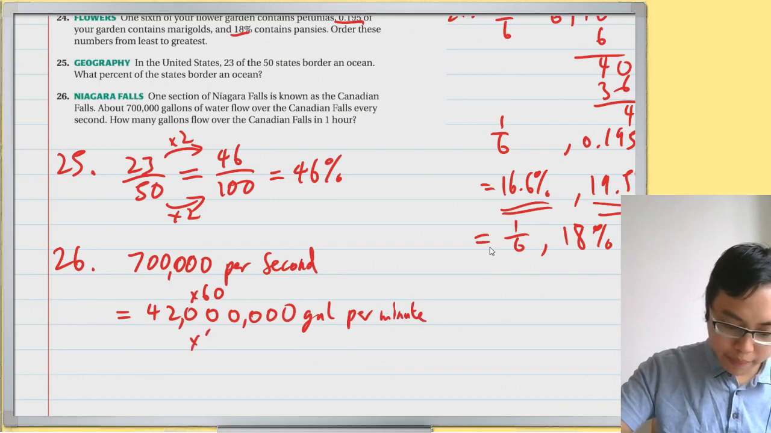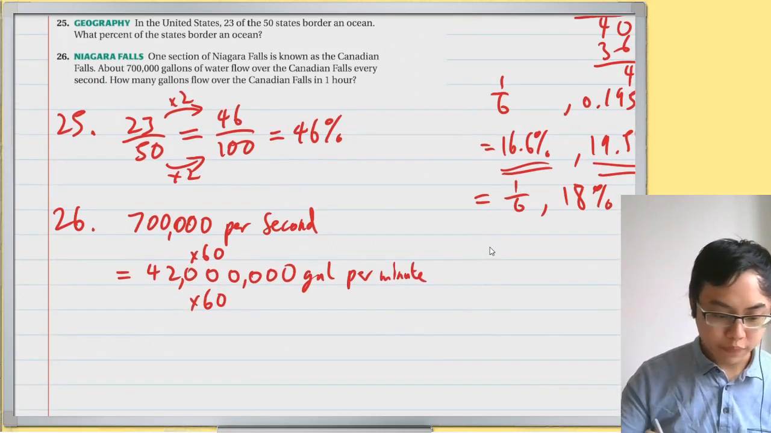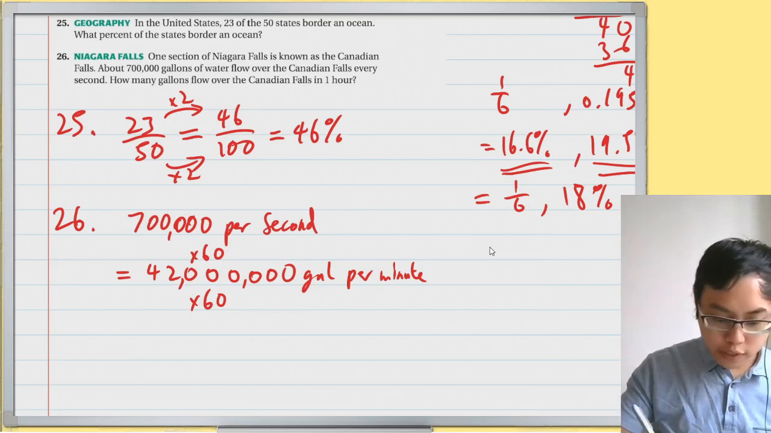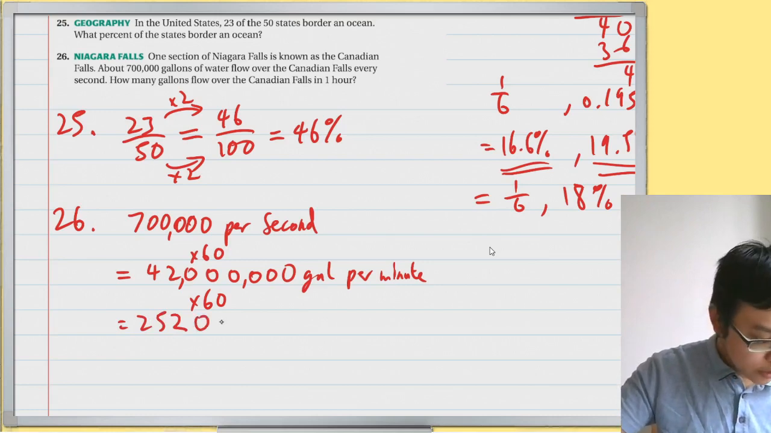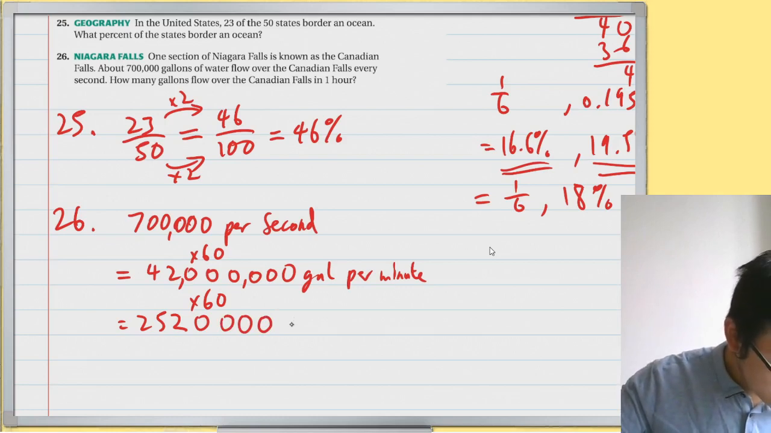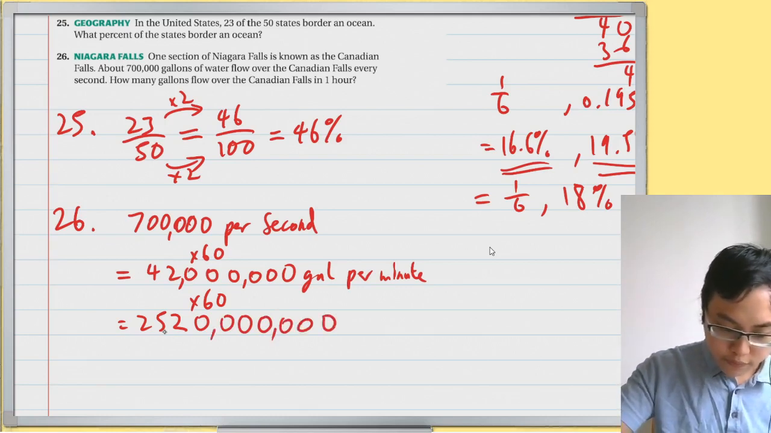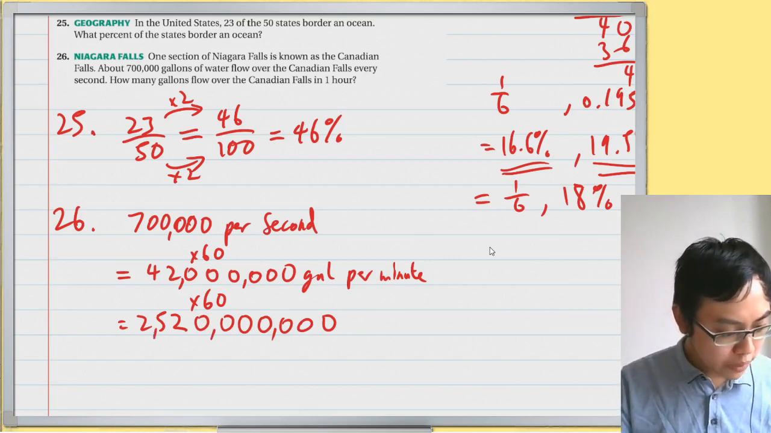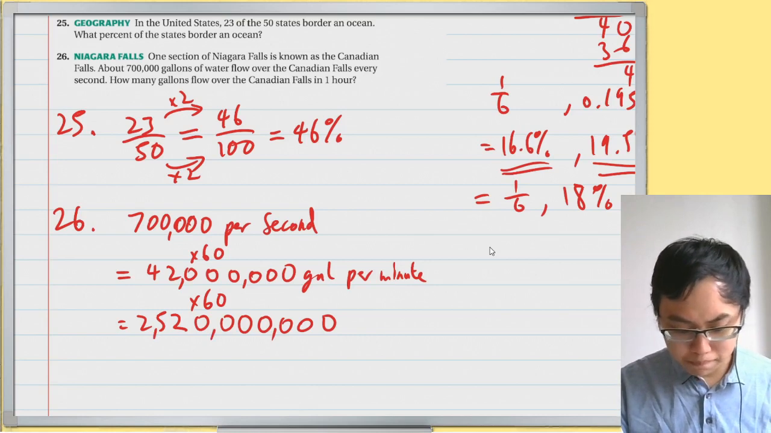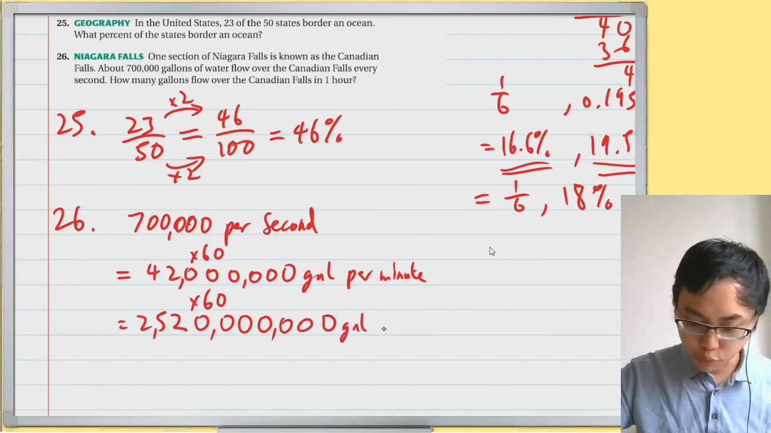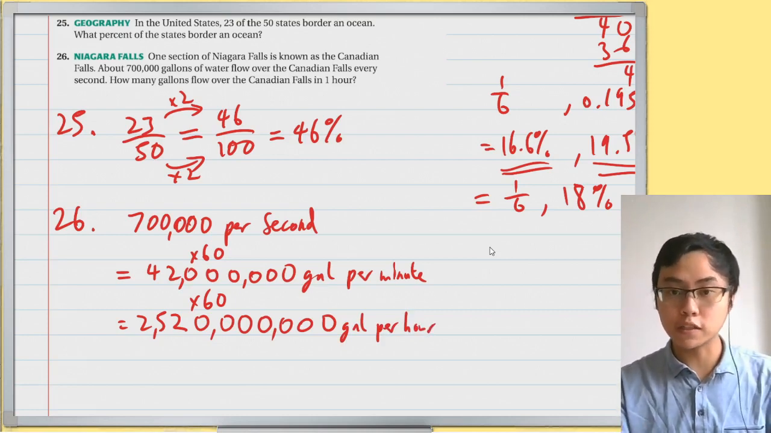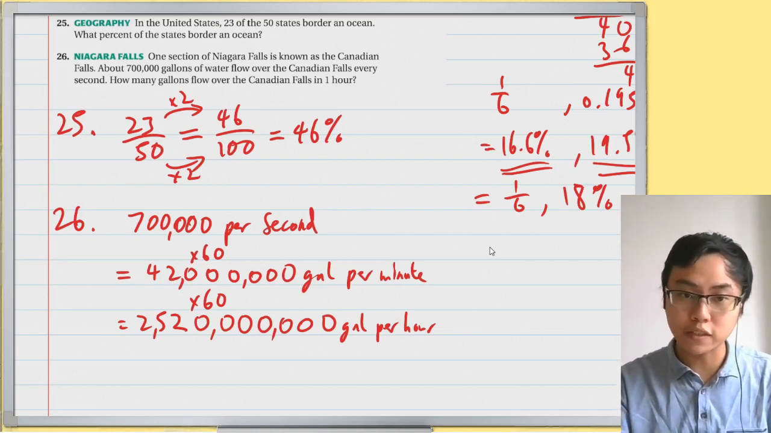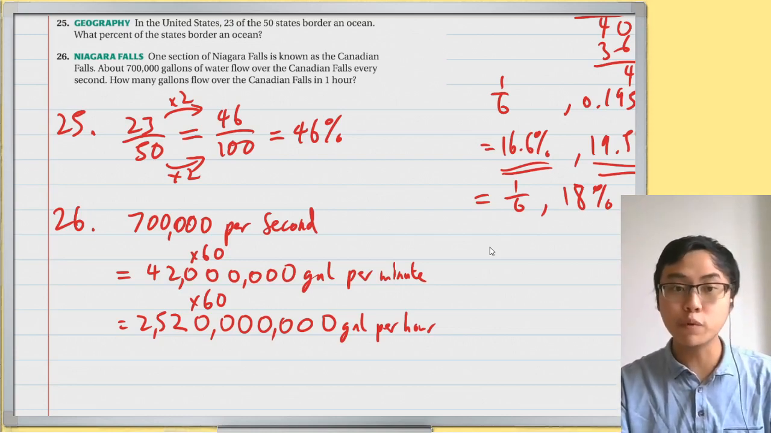And then if we want to change it into hours, I'm going to multiply that by 60 again. That's going to give me 2,520 million, and let me just make sure the number of zeros is correct. So that's 2,520 million gallons per hour. That's a very large amount. I can't even comprehend how much that is. 2.5 billion.